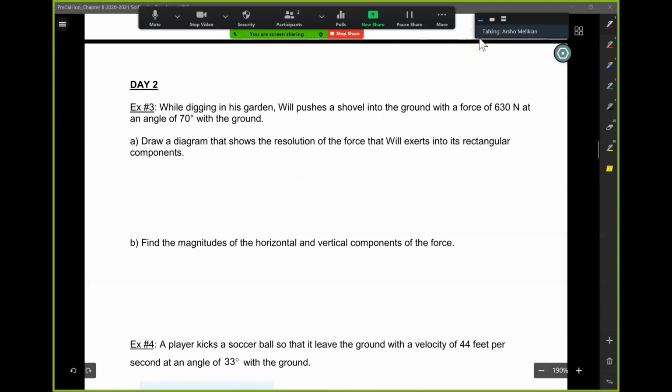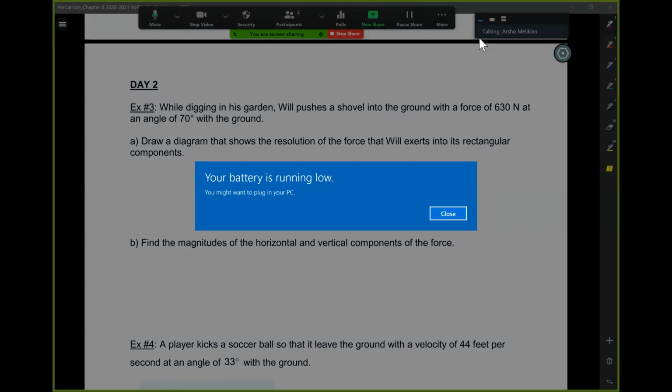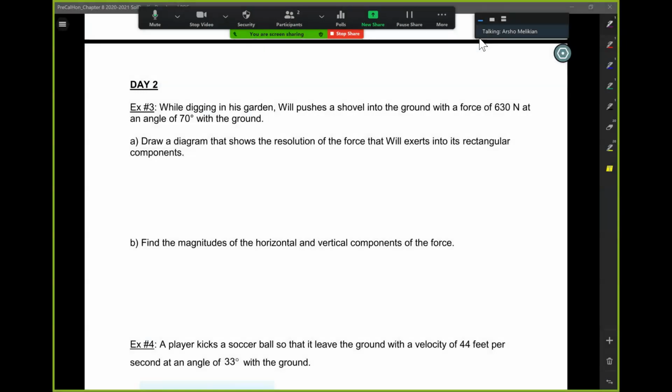All right. So while digging in his garden, Will pushes a shovel. This is the stuff that you're really going to need to know. Will pushes a shovel into the ground with a force of 630 newtons at an angle of 70 degrees with the ground. Draw a diagram that shows the resolution of the force that Will exerts into its rectangular components.